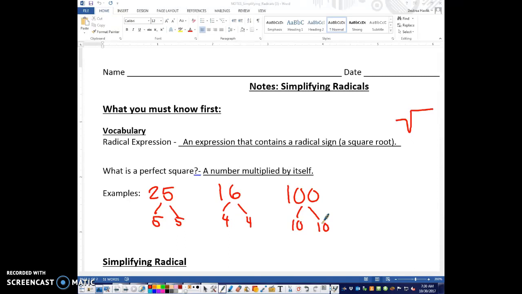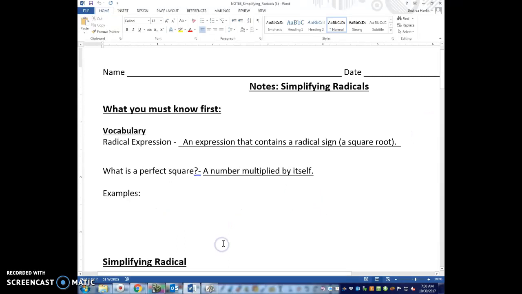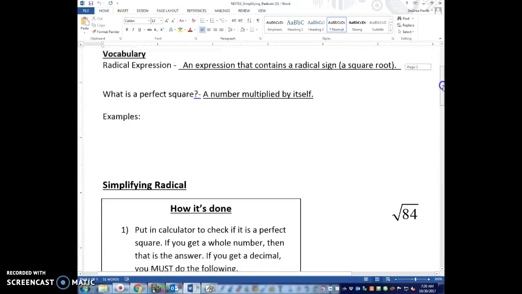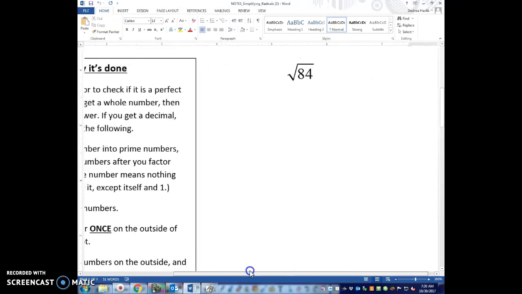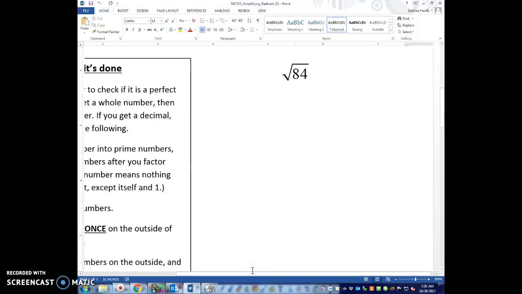Okay. So now I'm going to show you how to simplify radicals. We're going to do this example here. There are some instructions here if you need them. But we're going to do this example, and then we're going to do some other ones, and then you're going to try. I'm just going to show you this one, so pay close attention and write it down, okay?